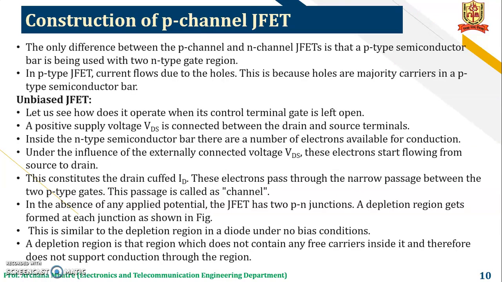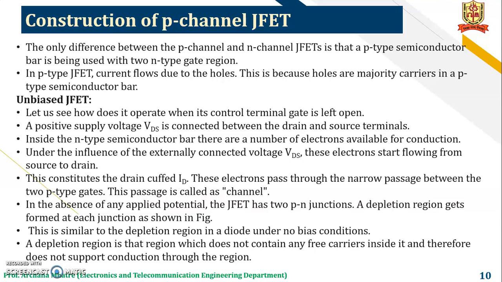The only difference between the P-channel and N-channel JFET is that the P-type semiconductor bar is used with two N-type gate regions. In the P-type JFET, current flows due to the holes. This is because the holes are majority carriers in the P-type semiconductor bar. Now, the unbiased JFET: let us see how it operates when its control terminal, the gate, is left open.